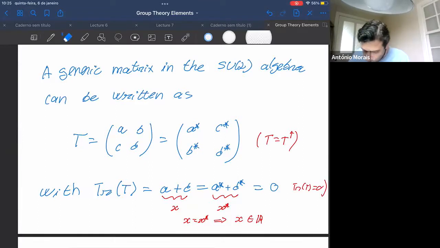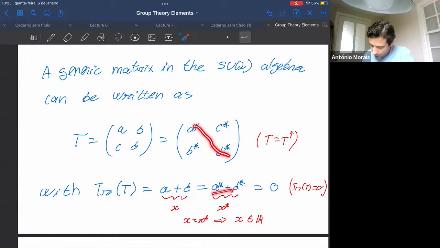So if I'm going too fast, please just let me know. So trace is equal to 0. And you know that the trace is the sum of the diagonal elements. So A plus D equal to A star plus D star. So we can call this X and X star.